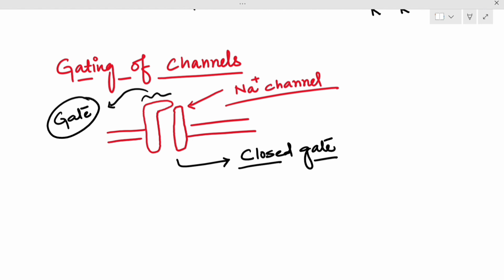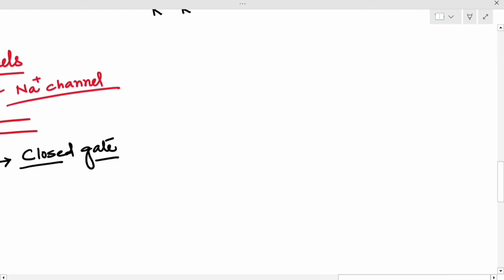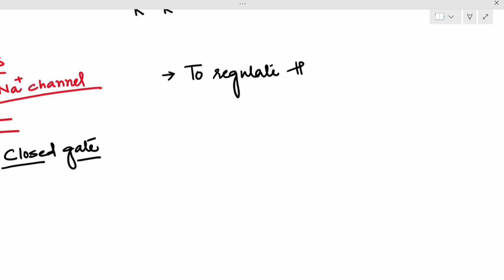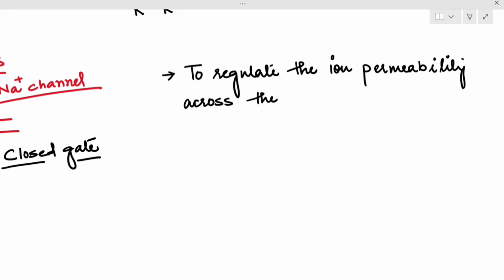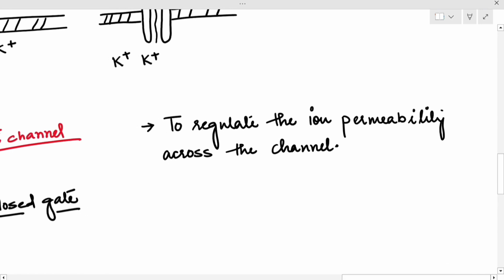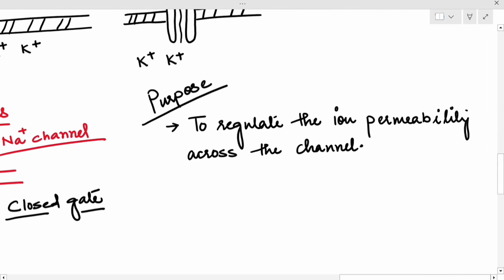Now, what's the purpose of gating of channel? The purpose is to regulate the ion permeability across the channel. Okay. So this was the purpose of gating of channel: to regulate the ion permeability across the channel. Okay, fine.